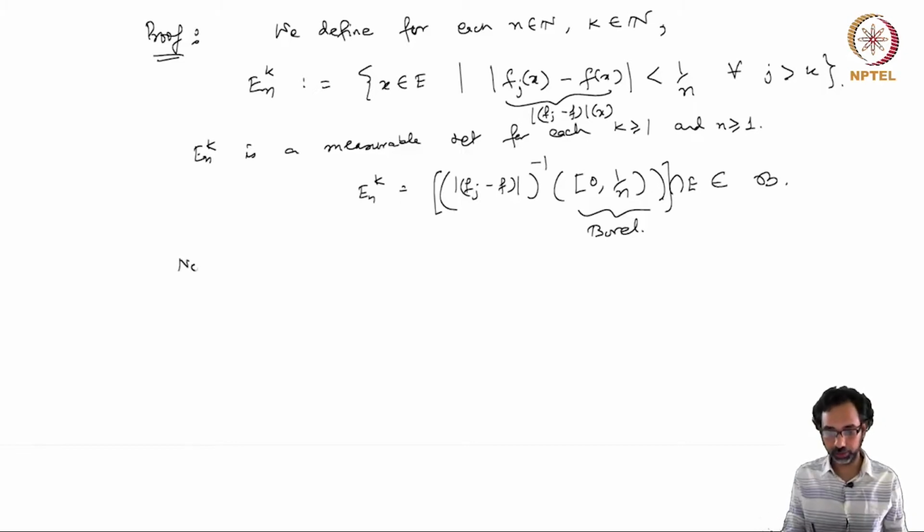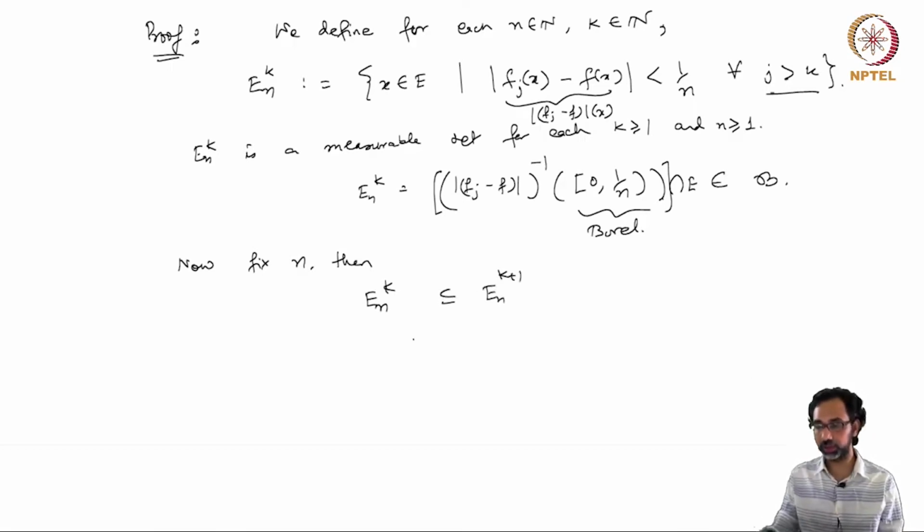Now we fix n, then we have that E_{n,k} is a subset of E_{n,k+1}, because if this inequality holds for j greater than k, then it also holds for j greater than k plus 1, and so we have this inclusion of E_{n,k} inside E_{n,k+1}.